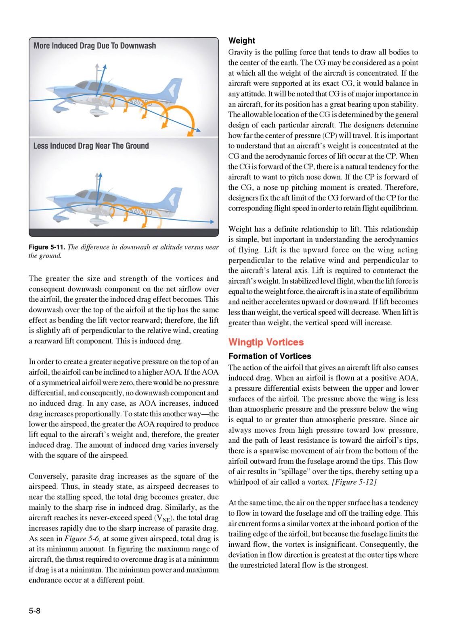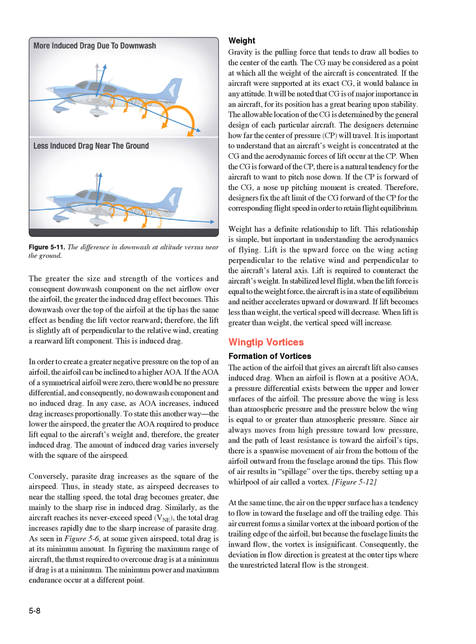Similarly, as the aircraft reaches its never-exceed speed, VNE, the total drag increases rapidly due to the sharp increase of parasite drag. As seen in figure 5.6, at some given airspeed, total drag is at its minimum amount. In figuring the maximum range of aircraft, the thrust required to overcome drag is at a minimum if drag is at a minimum. The minimum power and maximum endurance occur at a different point.